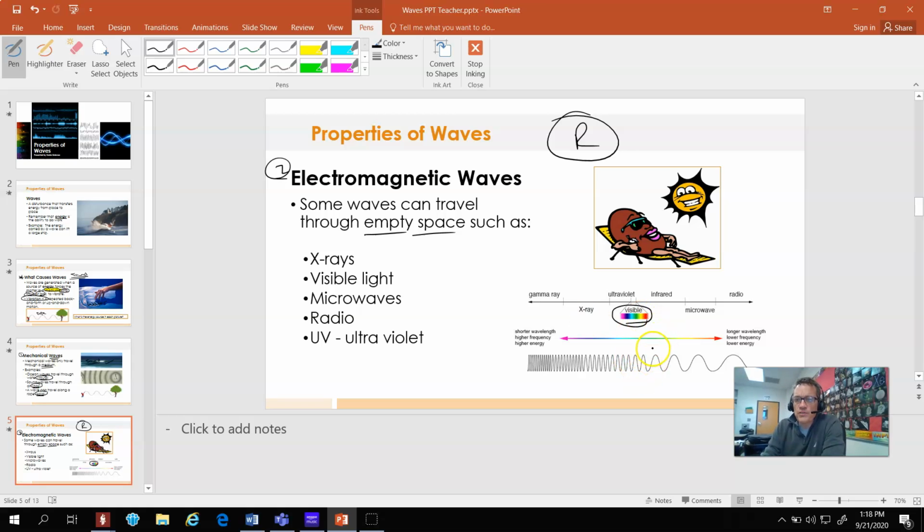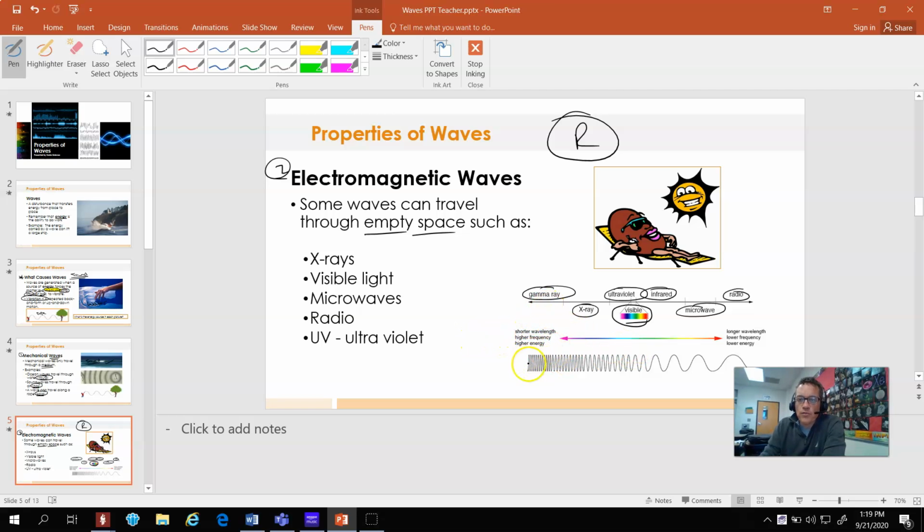As some characteristics about these waves change, we start calling them different things. So this graphic here at the bottom shows us a number of different types of electromagnetic radiation, electromagnetic waves. Gamma, X-ray, ultraviolet, visible light, infrared, microwave, radio. Again, these can all travel through empty space and they don't need a medium.